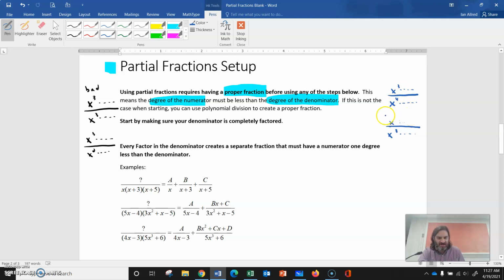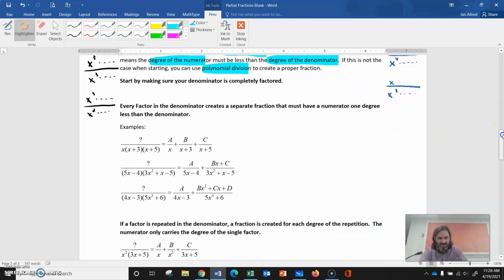If you don't have a proper fraction, you can use polynomial division to make that happen. And I'm sure I'll go through an example where that is needed. But keep in mind, you've got to have a proper fraction for this to work. So there's really two cases, but what you're going to start off doing is making sure your denominator is completely factored. So you're going to factor the denominator.